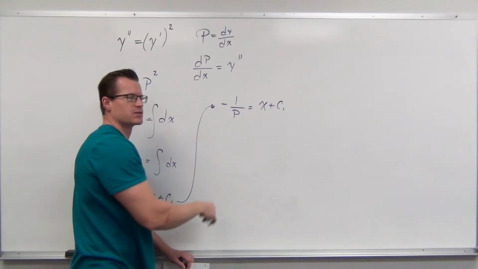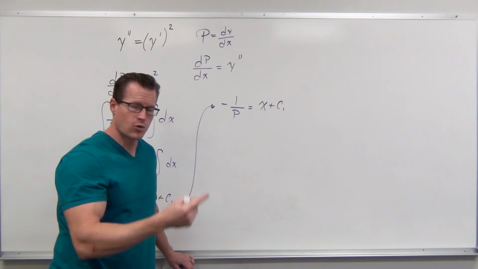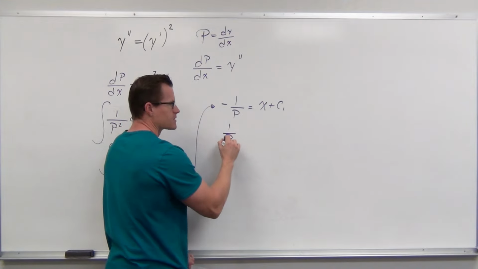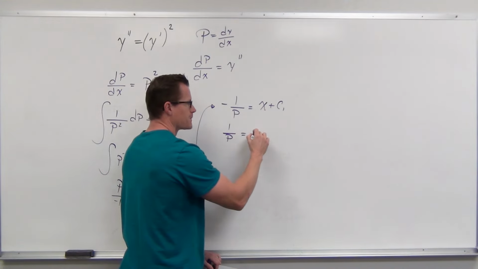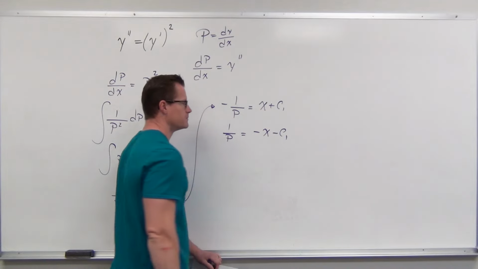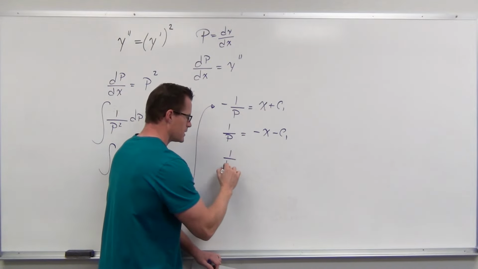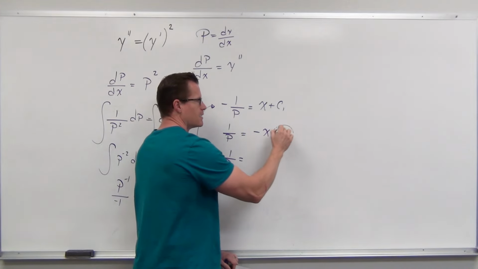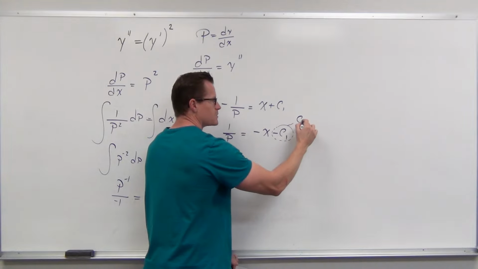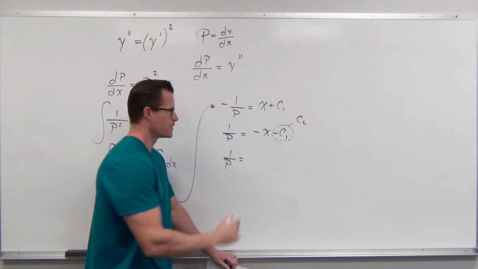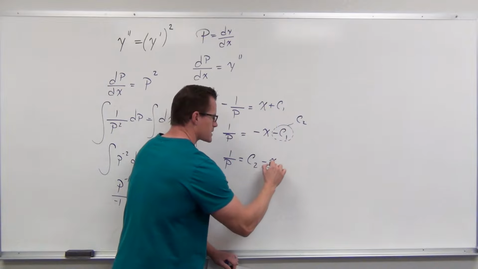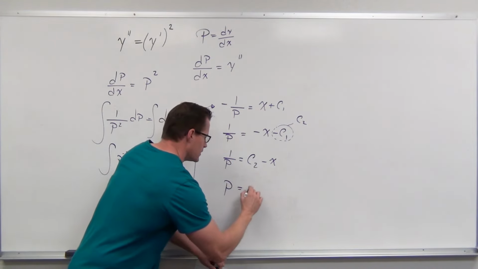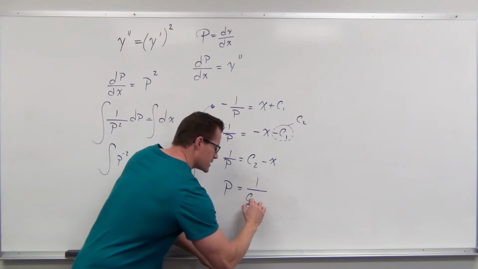You know, I don't like that negative, so let's solve for p as much as it's possible before we start replacing p with what it actually is. So negative 1 over p, let's multiply everything by negative 1. That would be negative x minus c sub 1. All right, 1 over p equals, you know what I might do right now? I might take this and call this c sub 2, because I don't want to deal with a negative. So c sub 2 minus x, that's fine. Hey, now we can reciprocate and get that p equals 1 over c sub 2 minus x.